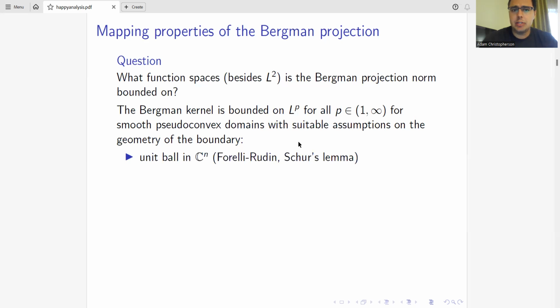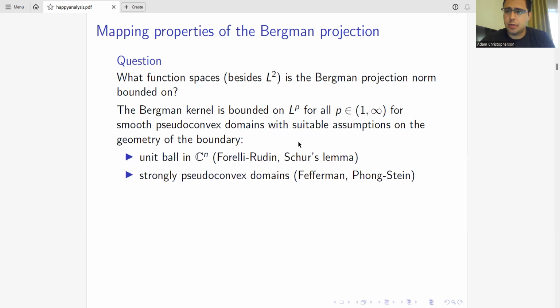But if you do have those conditions, for example, the unit ball in Cn has those conditions, and hence you're bounded on LP for all p from 1 to infinity. Of course, you'd never be bounded on L1, you'd never be bounded on L infinity because of the singularity there. But for all the other p's, you're bounded, for example, on the unit ball. That's due to an integral estimate of Forelli and Rudin, as well as a result called Schur's lemma, which is fairly similar to Young's integral test. This also holds, for example, on strongly pseudo-convex domains. That's due to Fefferman's asymptotic expansion of the Bergman kernel and a later result of Wang and Stein.